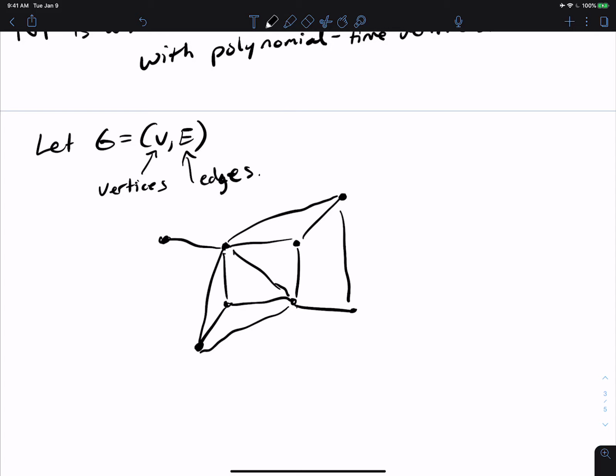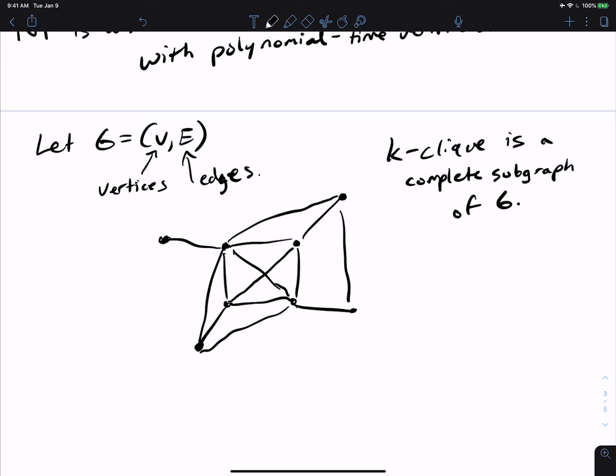What we are going to talk about here is something called a K-clique, or click. There's no consensus on how it's pronounced, but most academics pronounce it as clique, so I'm going to pronounce it that way. I'm actually going to add one more edge in here so that I can demonstrate this. A K-clique is a complete subgraph of G with K vertices.